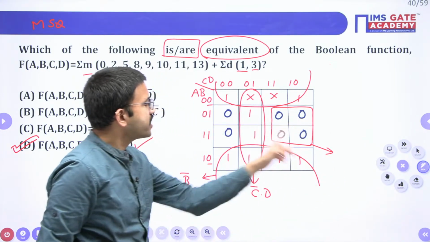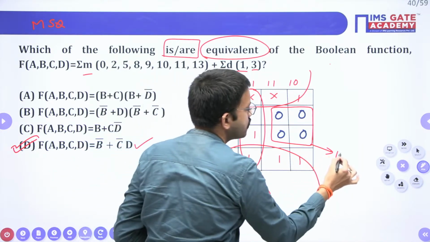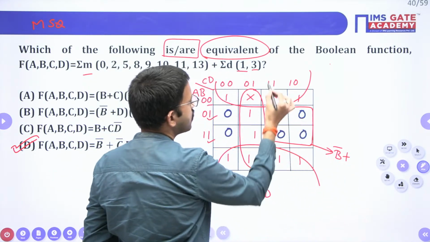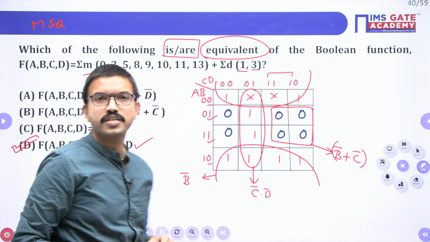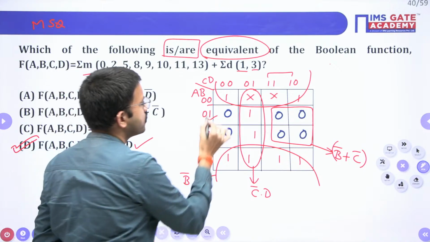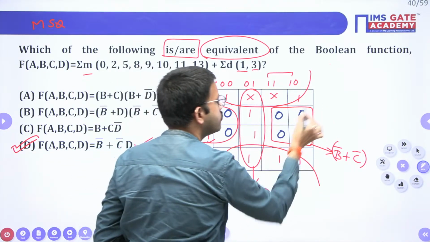Regarding this, row wise B value is 1. That means B bar, and column wise C value is 1. That means C bar. B bar plus C bar. Okay. Now here you are having 2 zeros. Here also 2 zeros are there. Combined you can do the grouping of 4 zeros.